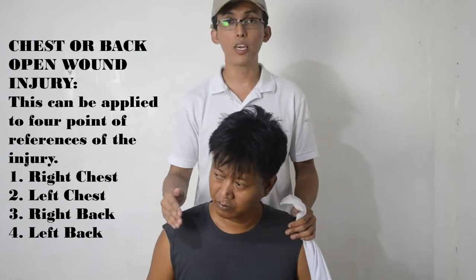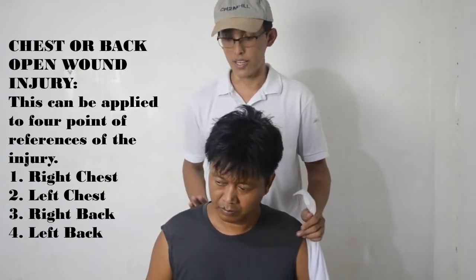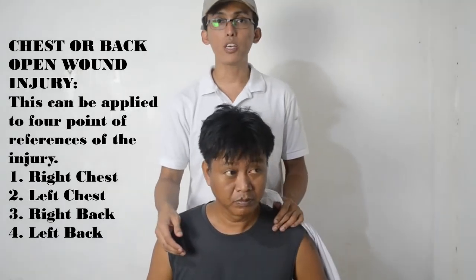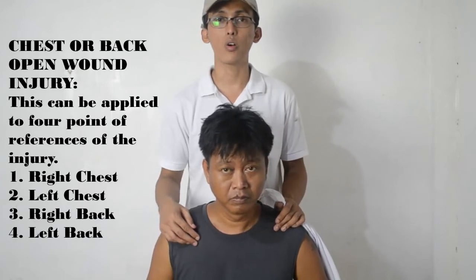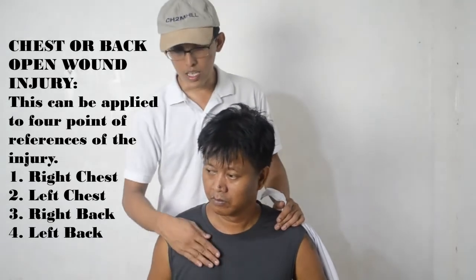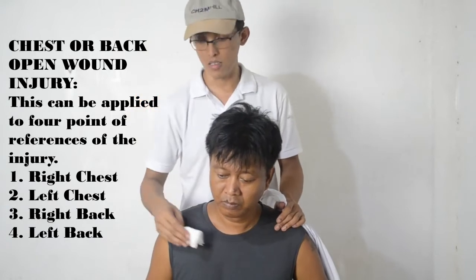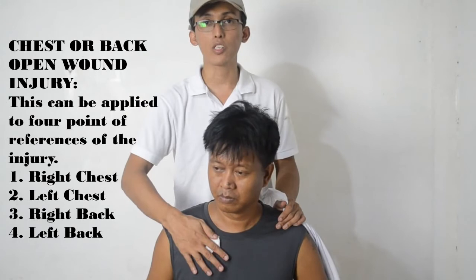So it can either be on the right chest, left chest, right back, or left back. So probable injury will be a perforation on top of the chest or on top of the back. So if there's bleeding, again what we have to do is to apply dressing so that it can absorb body fluids and then apply compression.